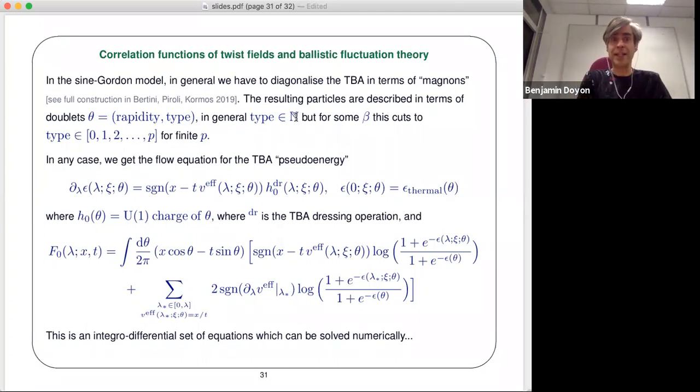Technically that is interesting, but for now in our work we just considered the values of beta for which the family of possible types of particles after diagonalization of the TBA truncates to a finite number. And we just took p equals 3, or p equals 2, I think. No, wait. So something simple. So you have some TBA equation. In any case, the formula is general.